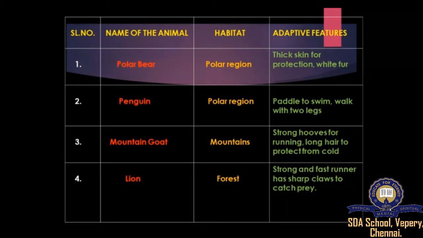Okay, the adaptive features are it has strong hoofs for running, and it has long hair to protect from cold. Okay, so what are hoofs? It is the covering on the end of the digits that protects the front or encloses the ends of a mammal.